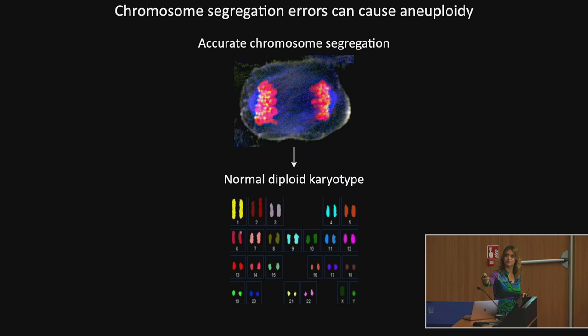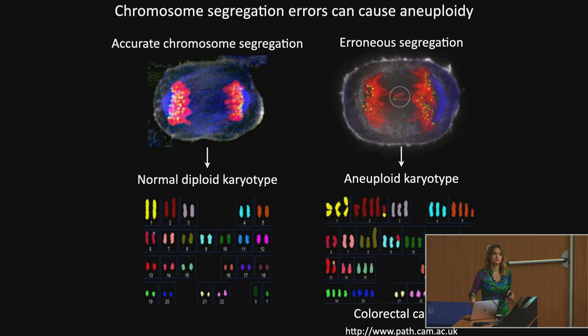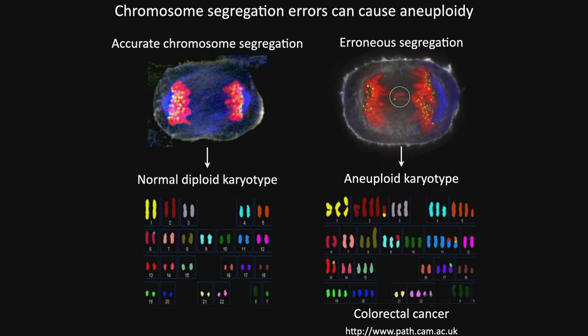And if this process doesn't go in a correct manner, so if you have a missegregation of a chromosome, for example, this one here is going to end up possibly in the wrong set of chromosomes. And if these kinds of errors in division in the spindle happen over and over again, then we can get what is called an aneuploid karyotype, which means that the number of chromosomes is not correct. And you see here, this is an example from a real person, a patient of colorectal cancer. You see that chromosome 1 is present, for example, in 3 copies, and so on. The chromosomes are not anymore in 2 copies.